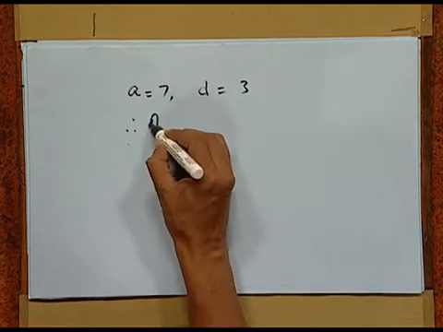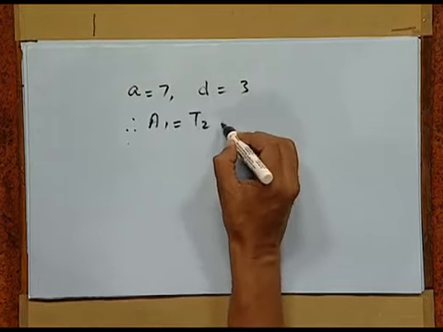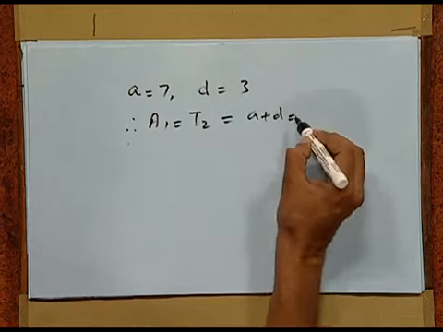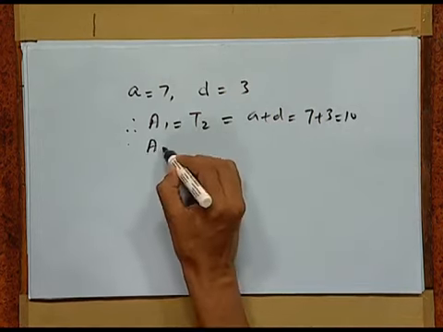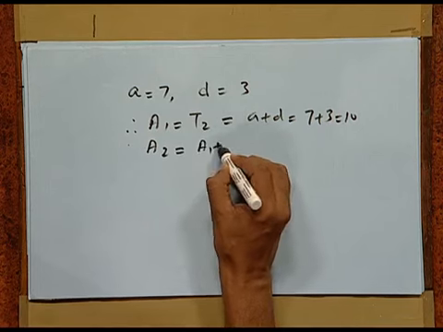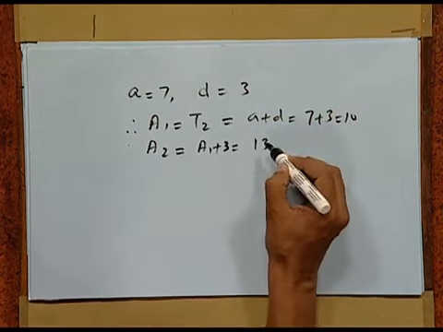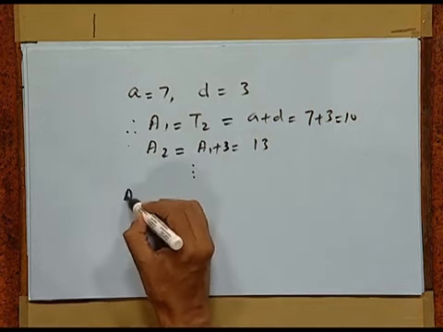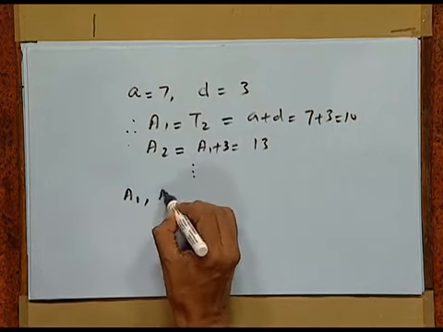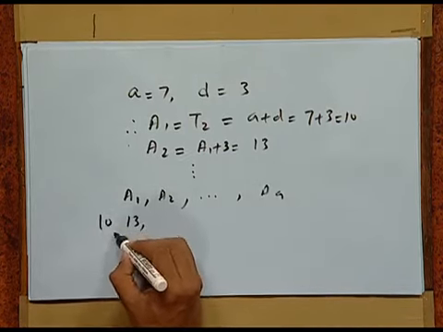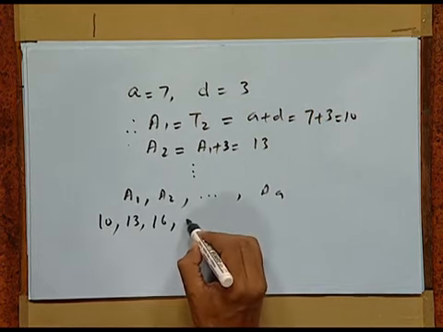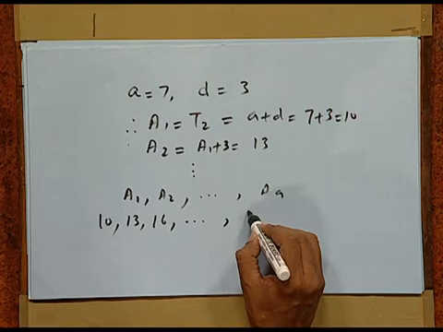So what is A1? A1 is simply term 2, that is A plus D, that is 7 plus 3, that is 10. Then A2 is just A1 plus 3, that is 13. In this manner, we can write the terms A1, A2 up to A9 as 10, 13, 16, and so on up to 34. So this problem can be generalized also.